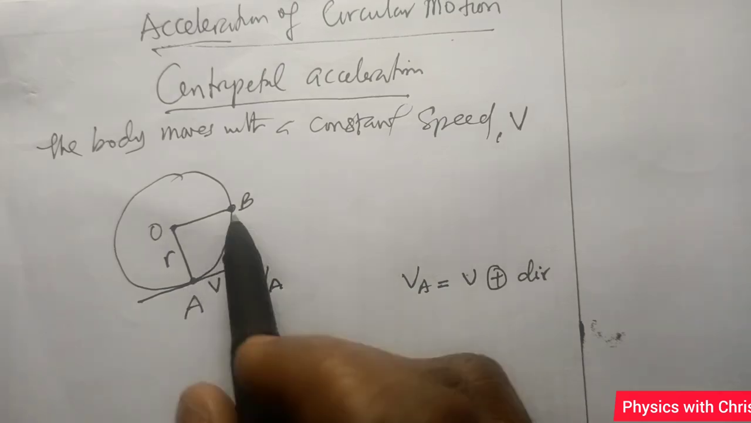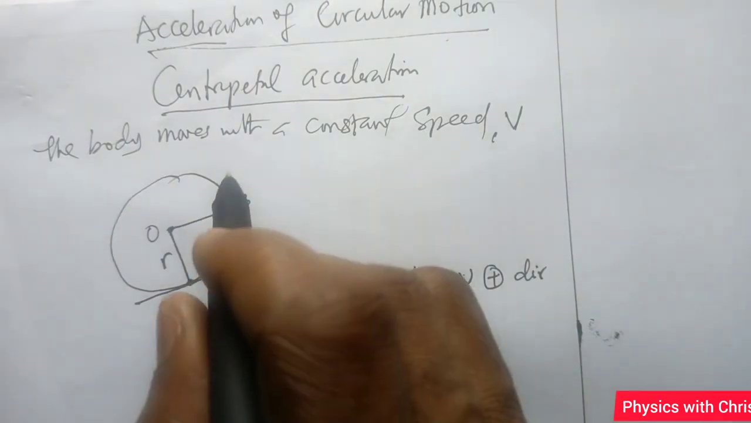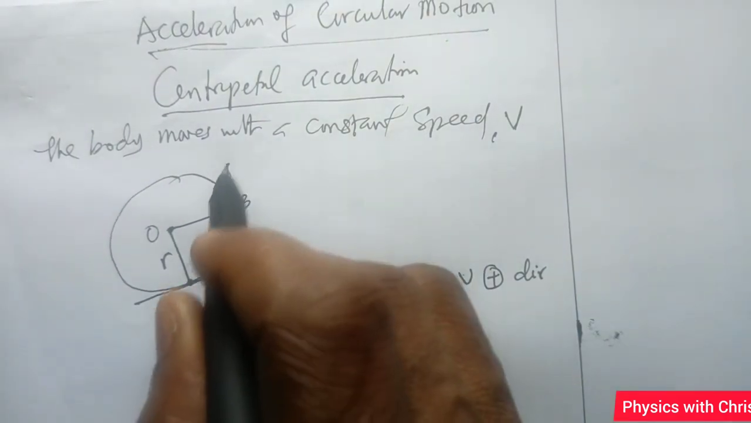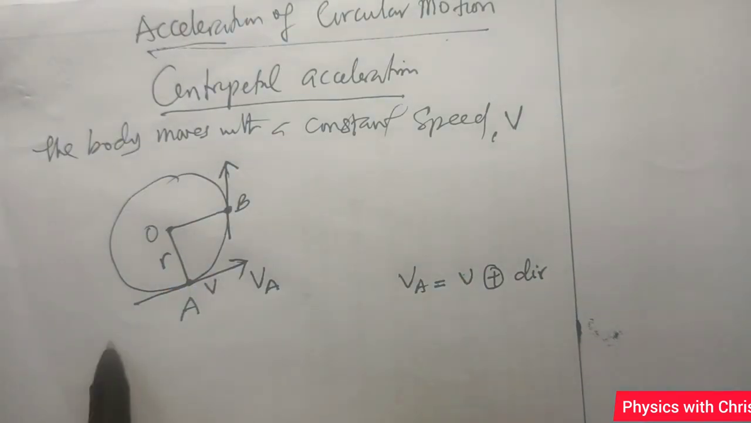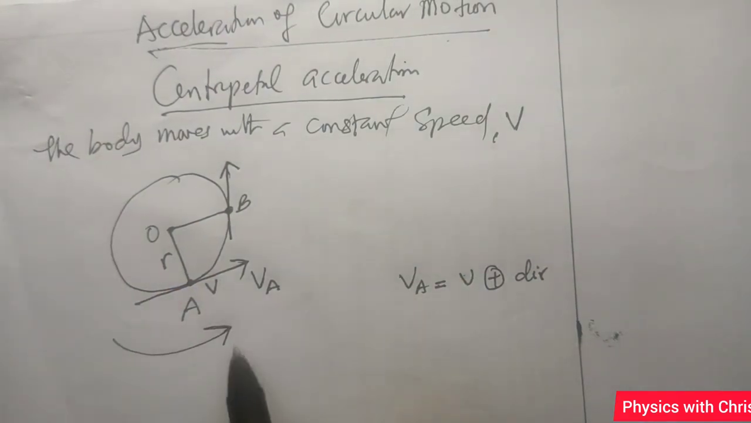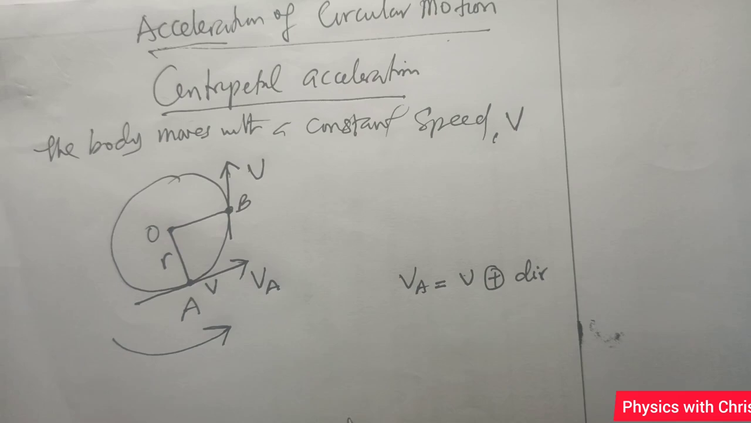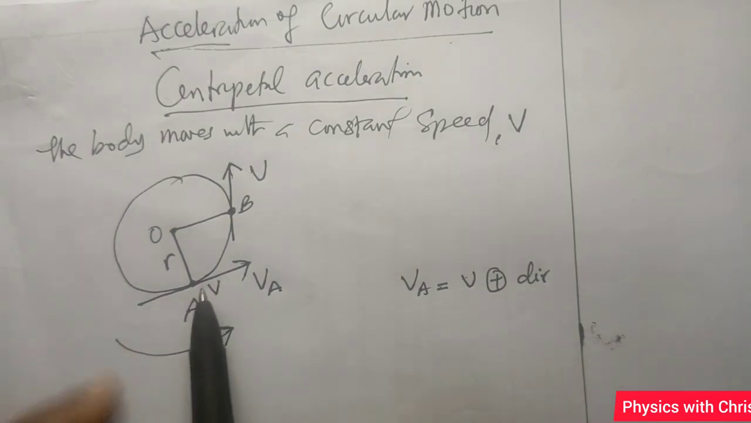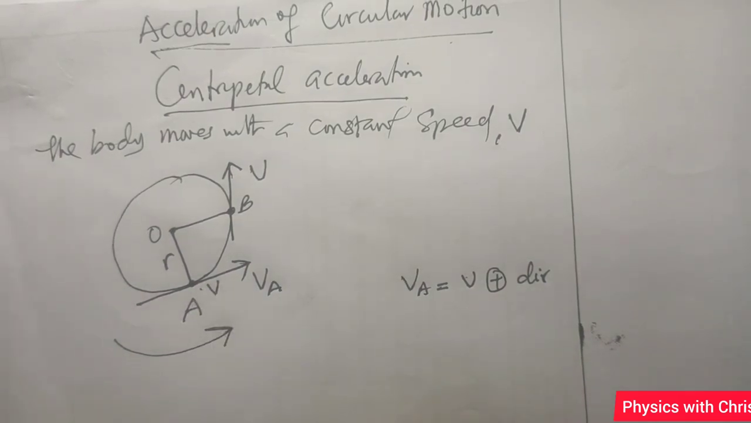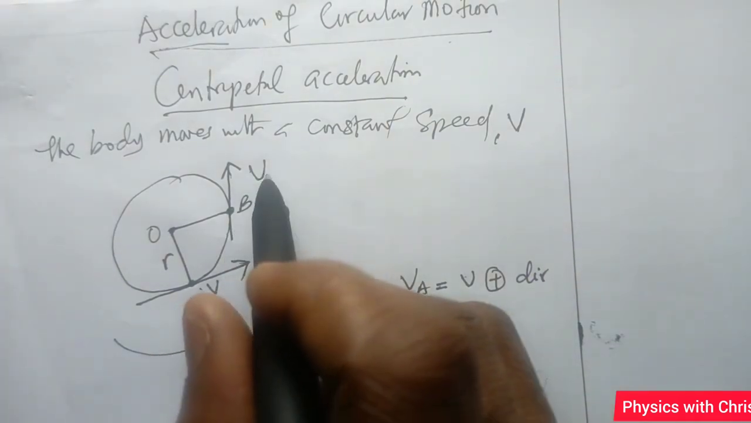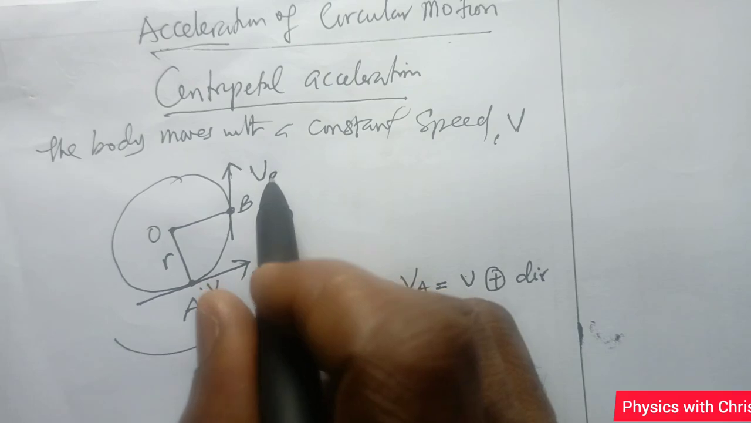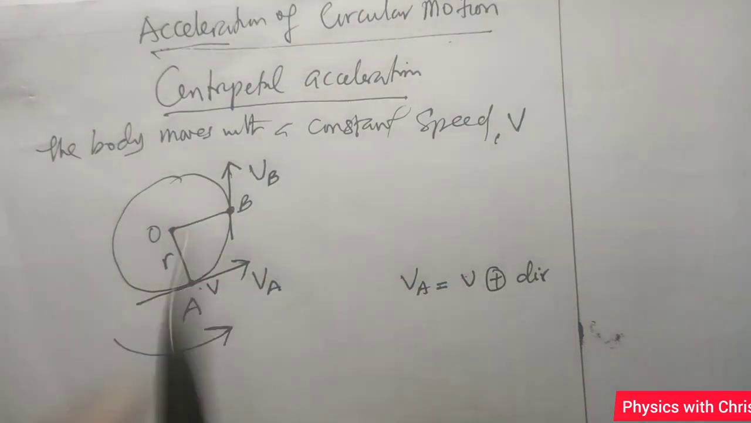Now when the body goes to point B, you can see that the tangent at B is directed along this line. And let's say this is the direction of motion. And if you check, you discover that the direction at A is not the same as the direction at B. So I can denote the velocity at B as VB because the direction has changed.